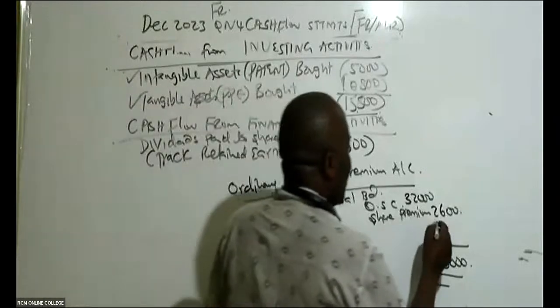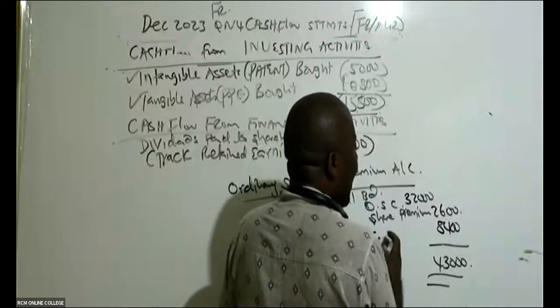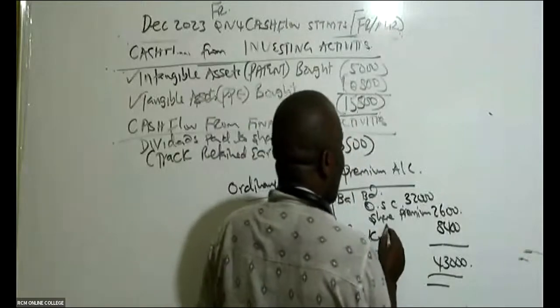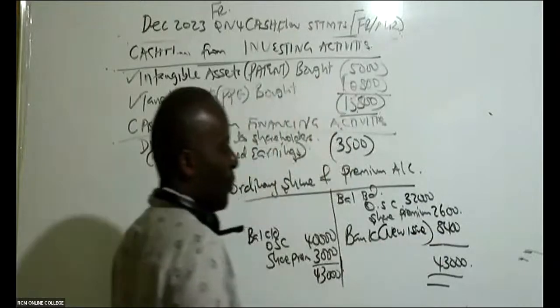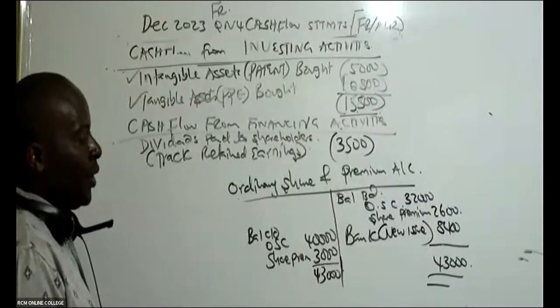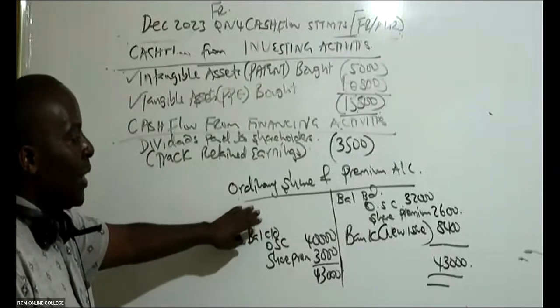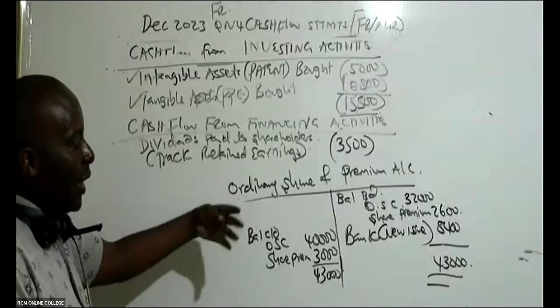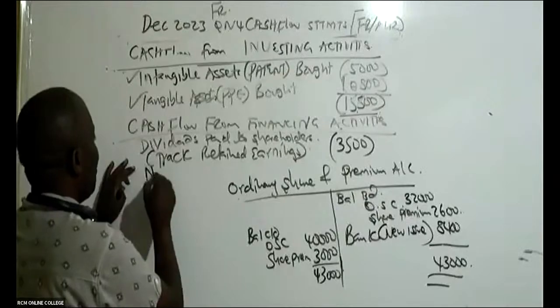8,400, isn't it? So this 8,400, of course, this is bank. This is the money I received. So it means that this was what here? A new issue. This was a new issue. If, for example, the balancing figure was to come here, it would have been what here? A share redemption. So in this case, we have new shares issued.